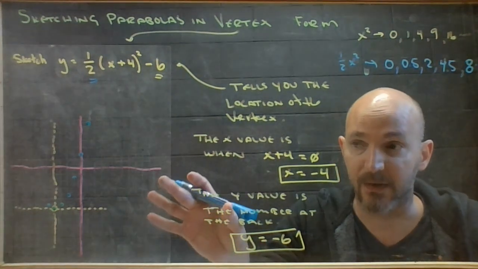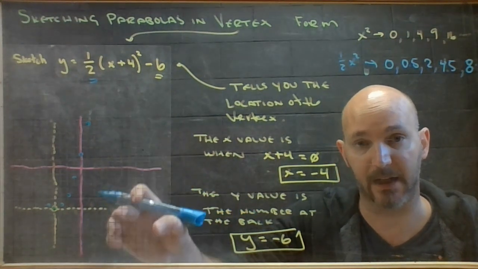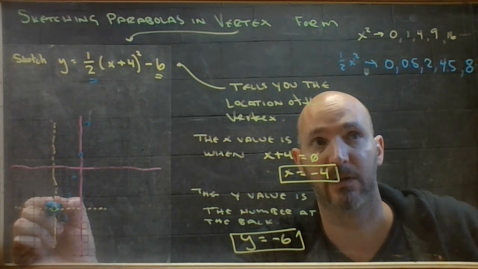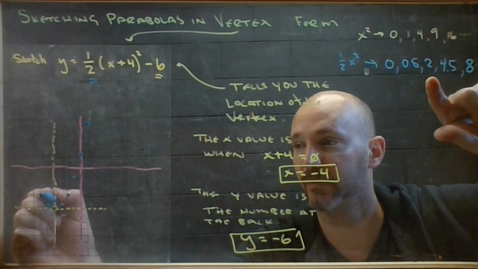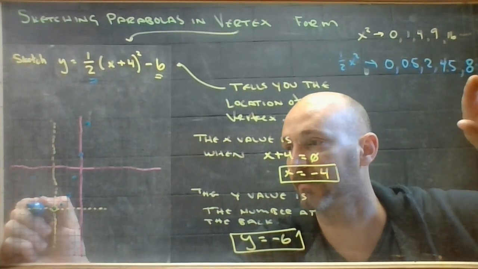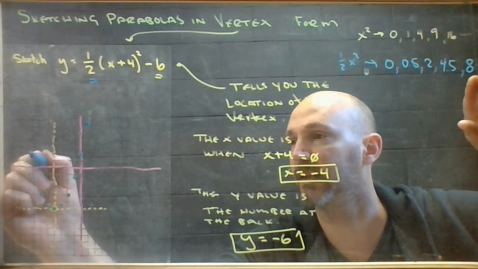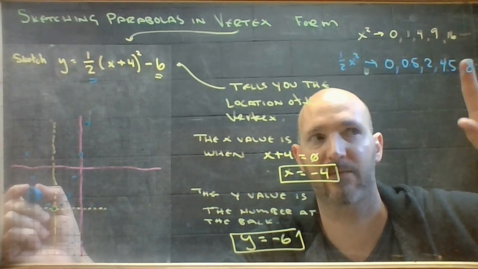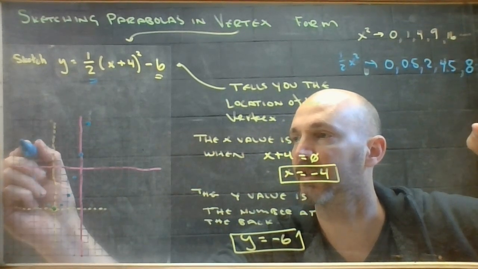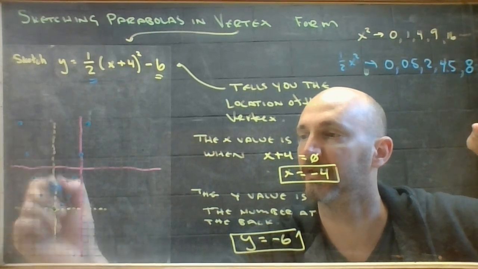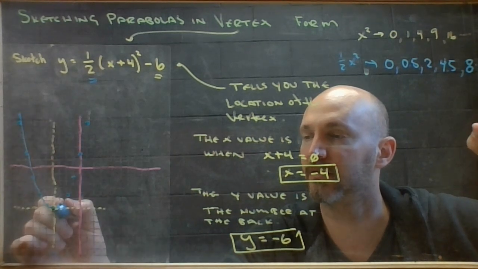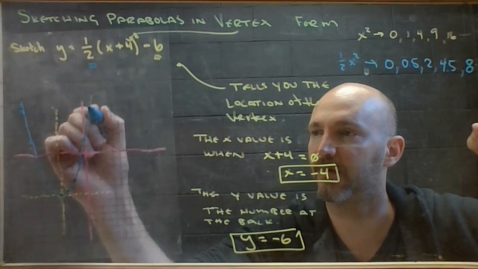Now I can abuse symmetry here, right? The number pattern I had on this side will have to match the number pattern on that side. So half, then 2, then 4.5, then 8, and then I think 12.5 was the next number. There I have my lovely half-powered parabola shifted to the left and down.